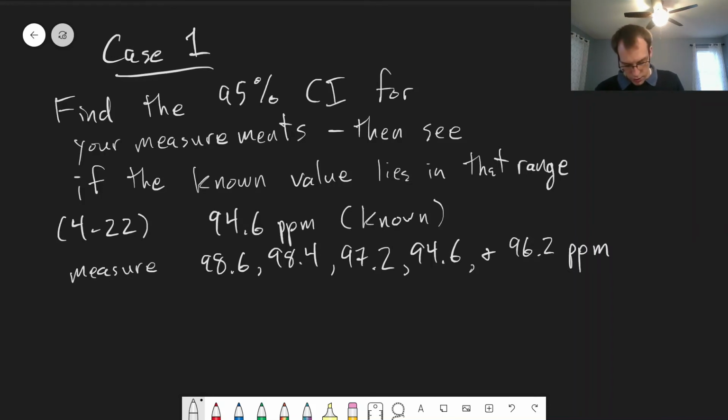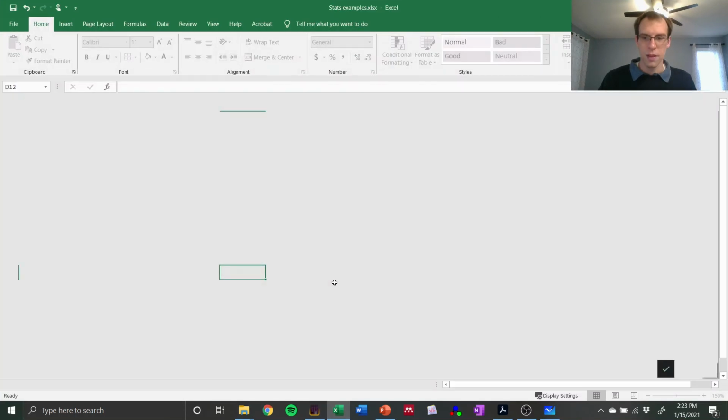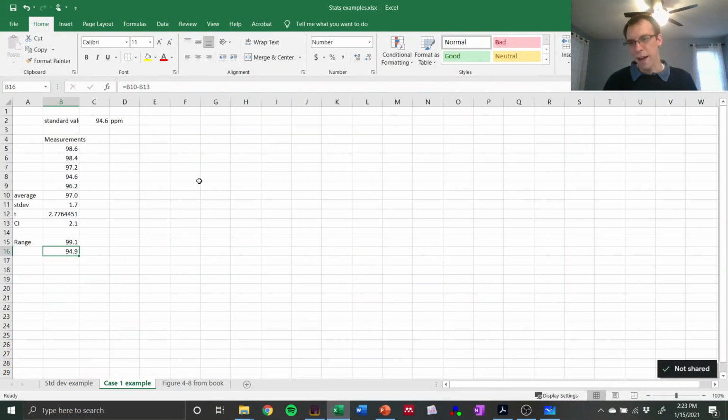Okay, so the things that we need to know for this are we need to find the mean and the standard deviation, and we need to decide what's the number of measurements and what value of t to use. Okay, so mean and standard deviation, the simplest thing to do here is to open up a spreadsheet. I happen to already have this here. So our standard value here is 94.6. We have our measurements here. These are the values that are given in the problem. Our average is 97.0, and the standard deviation is 1.7.